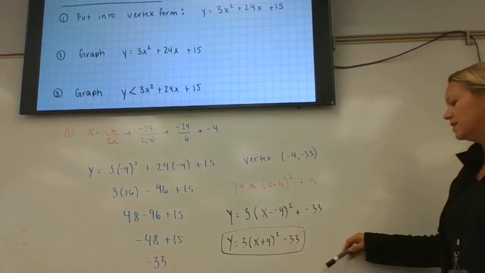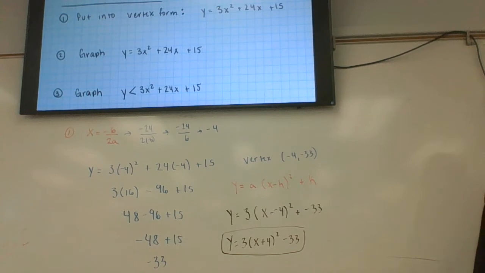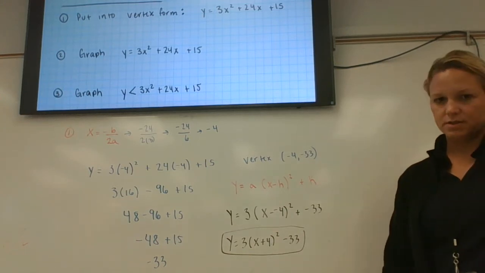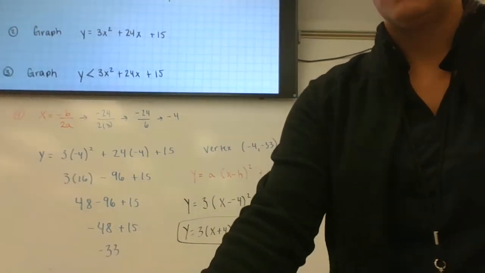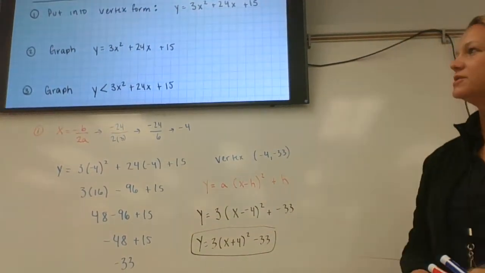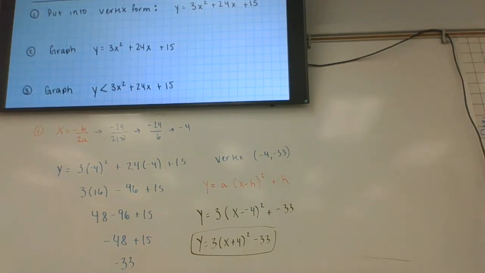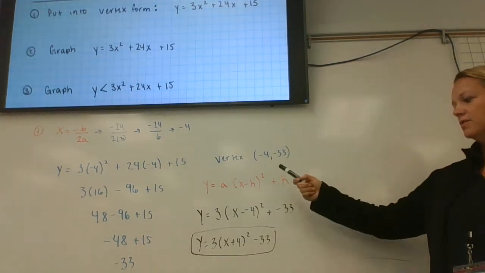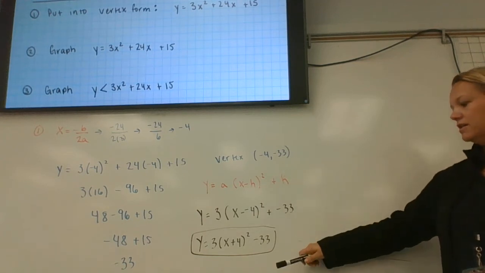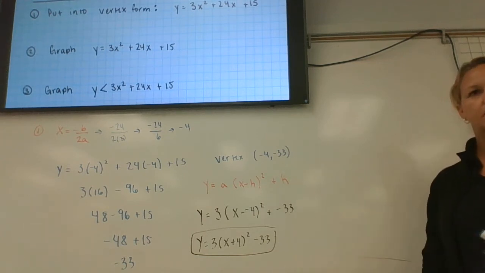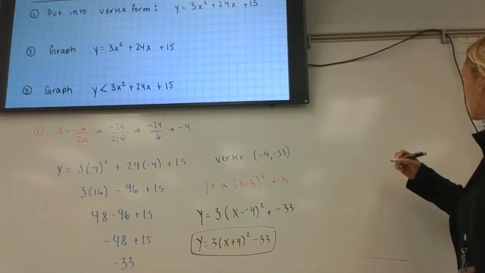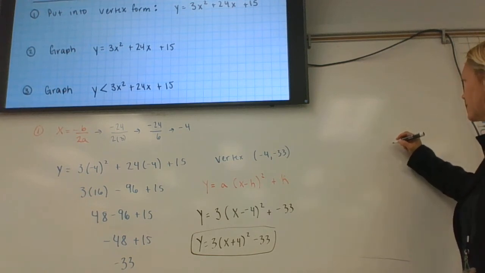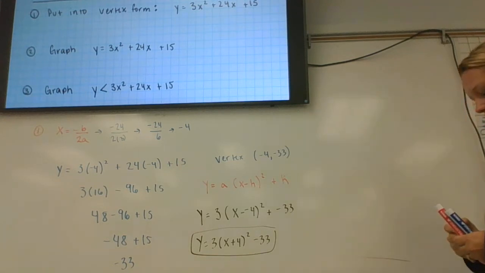So graphing this just presents a little challenge in getting all the way down to negative 33. You can go by 5 maybe. Okay, so number 2 is to graph. Yeah, number 2 says graph. So, looking at the vertex, we'll start with the vertex, and then perhaps we make a table. I guess I'll do it on my graph paper.